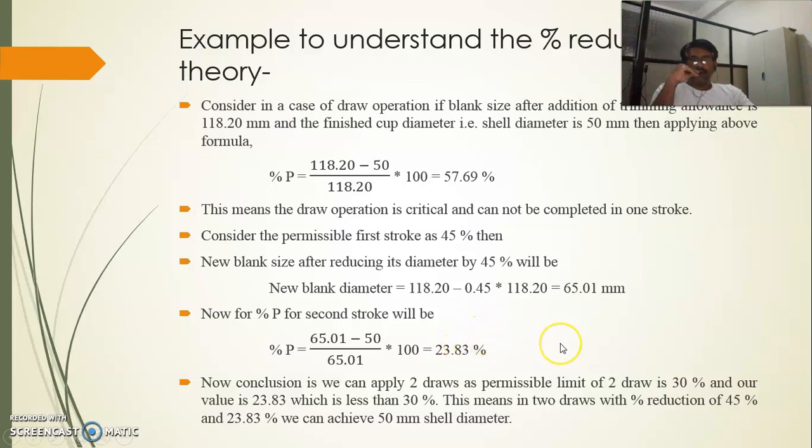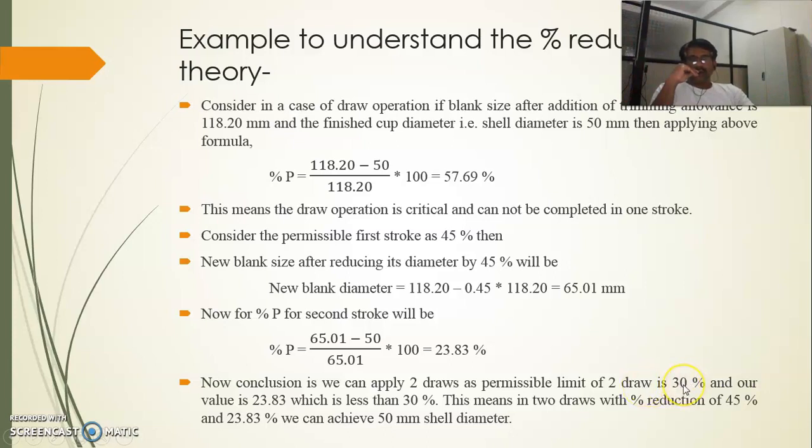we are having 30% reduction. Now this value comes as 23.83%, which is less than 30%. That means we can achieve the second reduction with the help of the 30% easily.